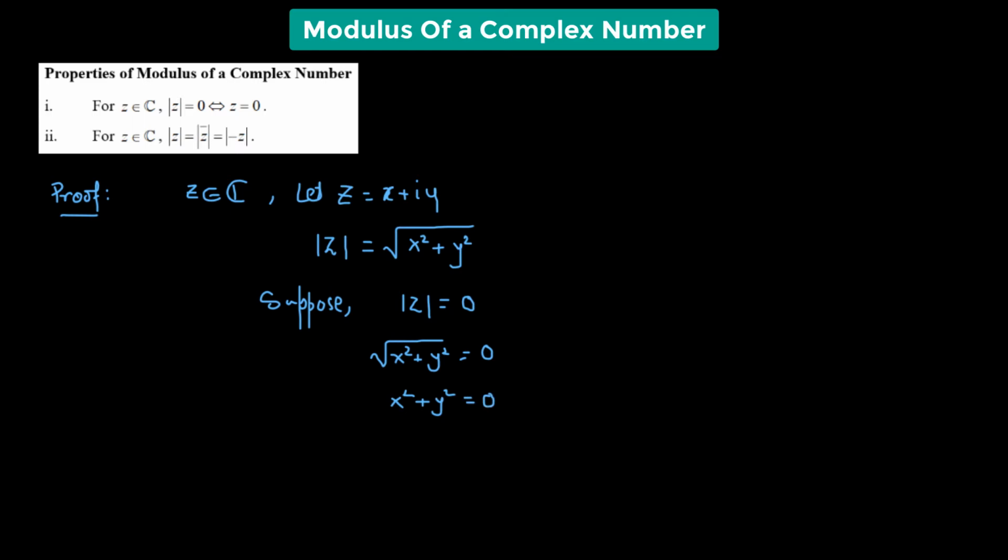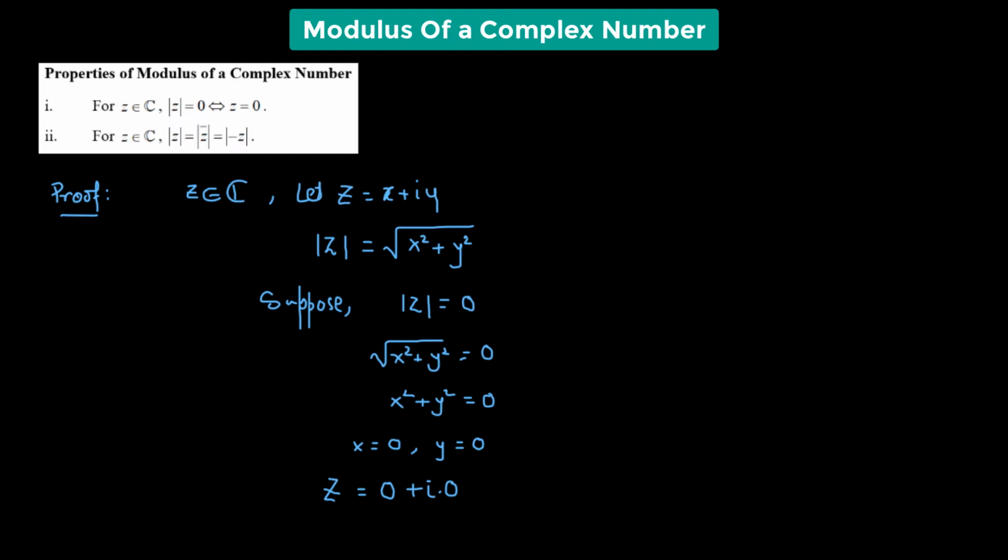Now we have the sum of the squares of two real numbers and this value is 0. No matter what value you choose, this equation is only possible when x is equal to 0 and y is equal to 0. There's no other value for x and y that will make the above equation true other than x and y both being equal to 0. So when we substitute into our complex number, we get 0 plus i times 0, so we get the zero complex number.